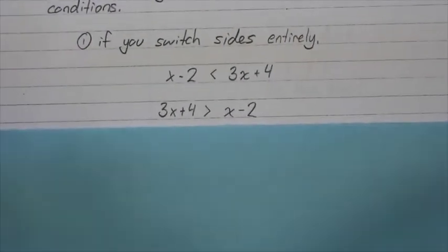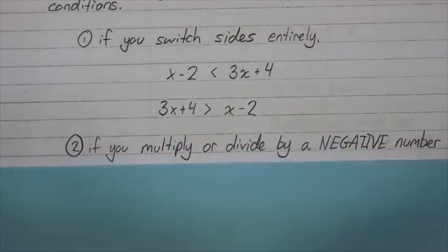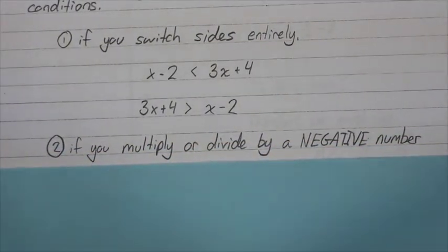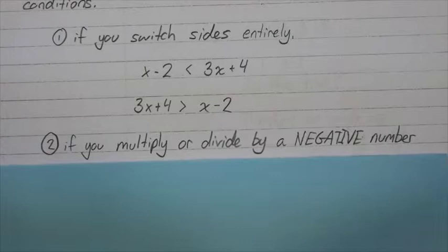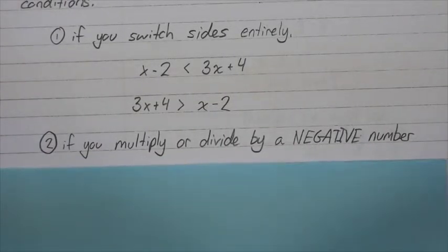The one that might seem new to you is if you multiply or divide by a negative number. So again, if you multiply or divide by a negative number, this is like turning the scale around. So remember the scale that we saw at the beginning, yellow and red?